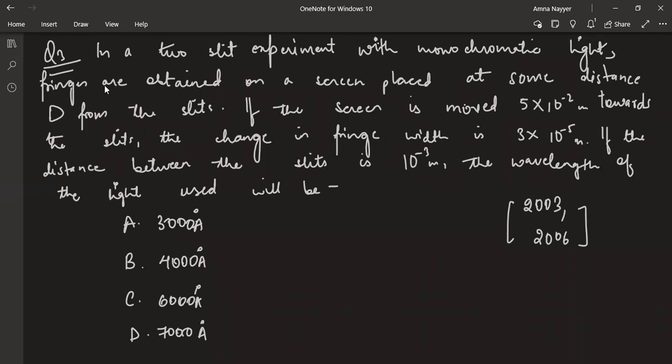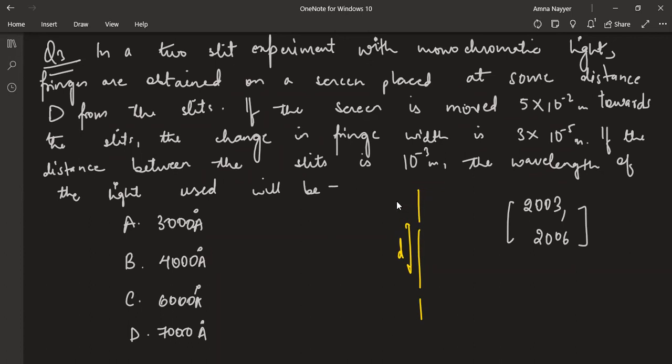It says that in a two-slit experiment with monochromatic light, fringes are obtained on a screen at some distance capital D from the slit. So if the screen is moved 5 into 10 to the power minus 2 meters towards the slit, the change in the fringe width is 3 into 10 to the power minus 5. The separation between the slits, the small d, is 10 to the power minus 3. You have to find out the wavelength of the light that will be used.